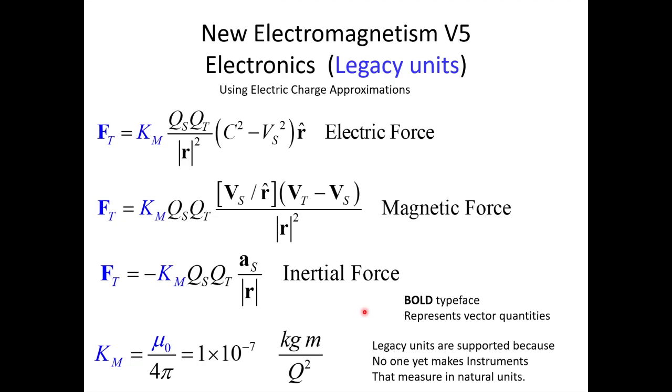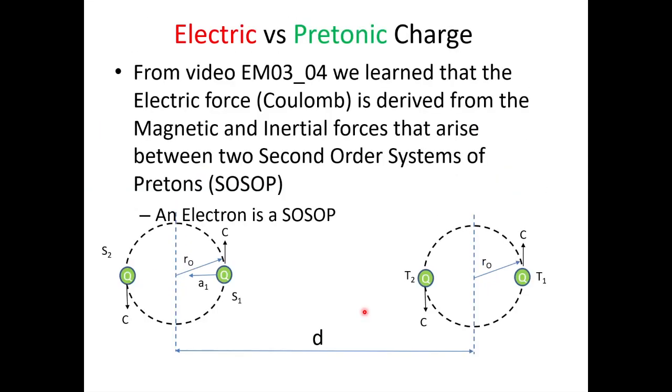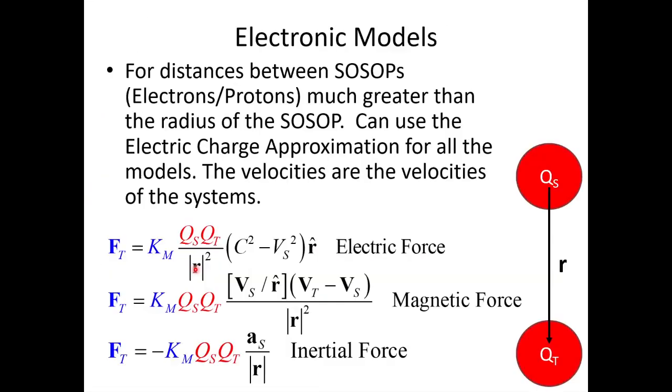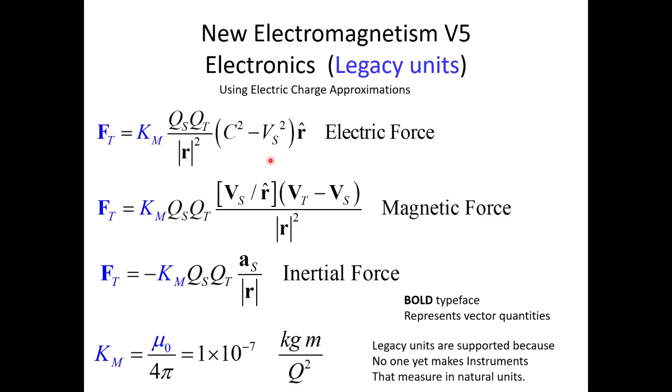Remember, in the pretonic versions up here that we saw, when you're discussing pretonic systems, you only use these. Okay, this electric force model is only when the systems are far enough apart. You can use this approximation in lieu of these. Okay, but when you get to electronics, you can use all three of them because you're only considering these systems as electric charge approximations. And that's why new electromagnetism V5 is all three of these, because at the electronic scale, you can use all three of them.